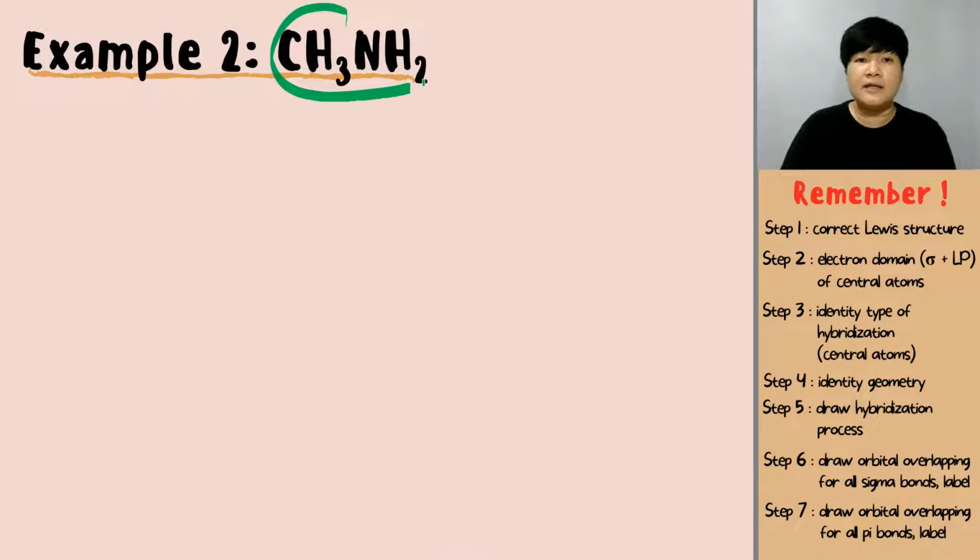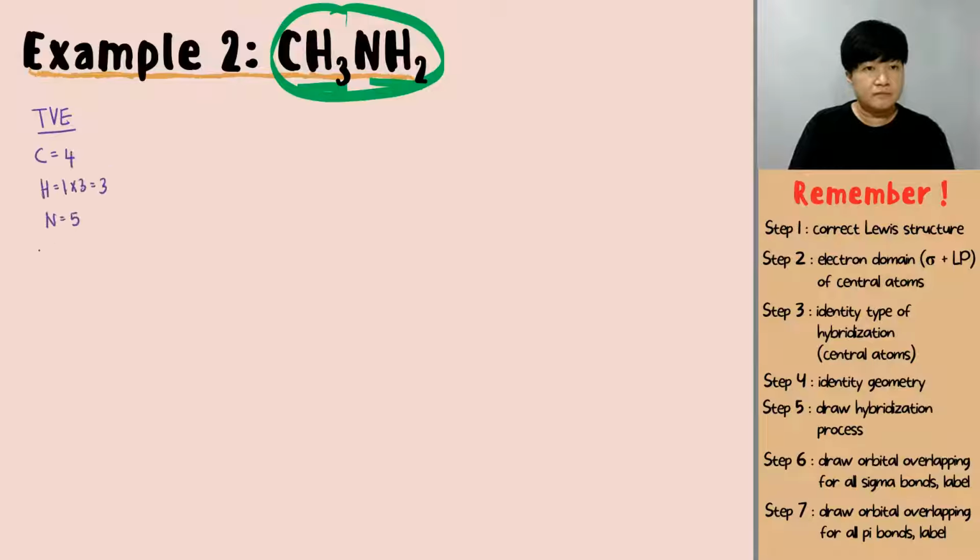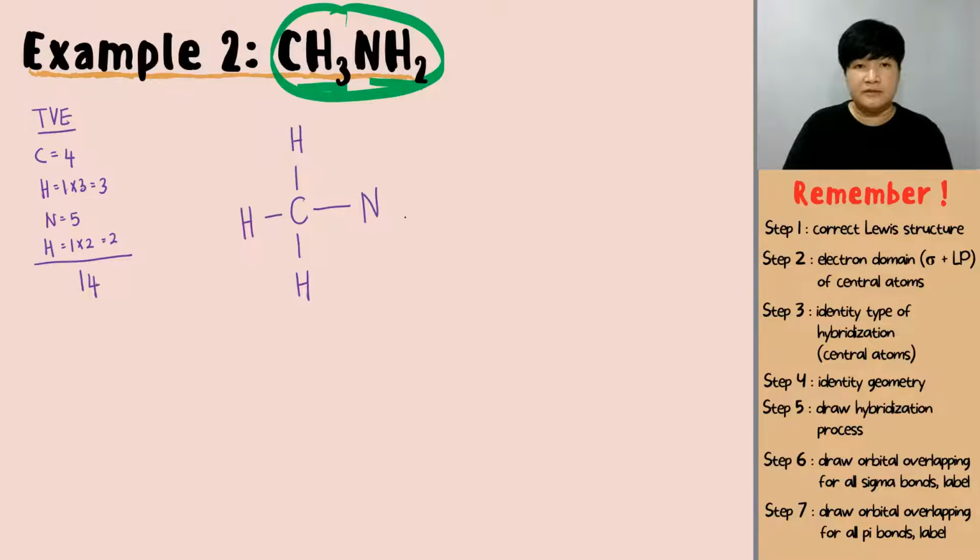The second and also the last example for this video that has multiple central atoms is your CH3NH2. As always, we will start off with your total valence electron and Lewis structure. Total valence electron calculated: 14. And the skeletal structure for this compound is something like this. Carbon single bonded with all the hydrogen, and then the carbon will be holding a single bond with nitrogen. Nitrogen holding 2 hydrogen, like this. So this is the skeletal structure.